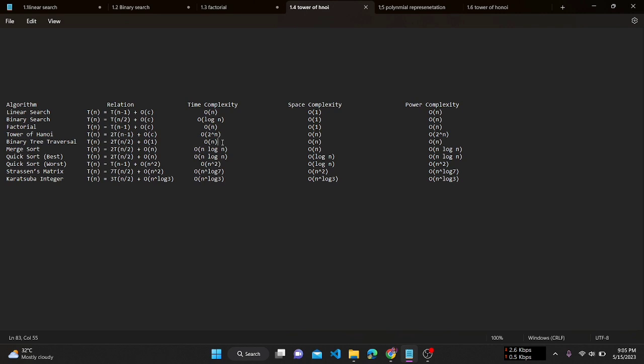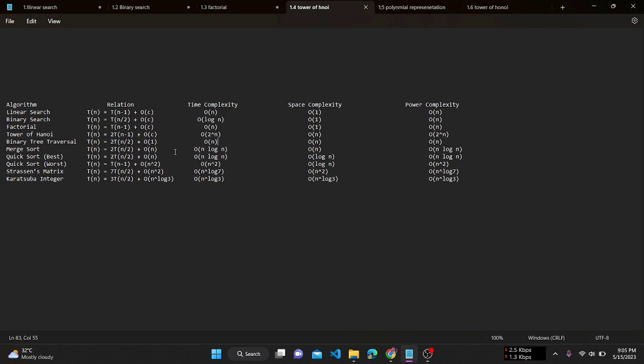Quick sort best case: the time complexity of quick sort is O of n log n, the space complexity is O of log n, and the power complexity is O of n log n. Quick sort at worst case: the time complexity is O of n power 2, the space complexity is O of log n, and the power complexity is O of n power 2.